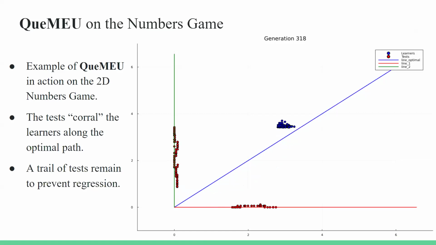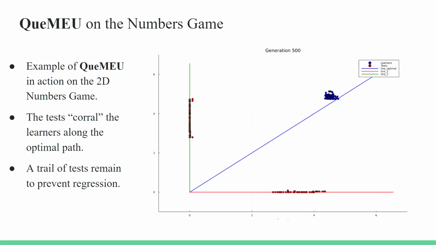And so at the end of this, we would want the learner population to be maximal in all dimensions. This serves a fault tolerance function by leaving that trail of tests behind in decreasing difficulty in order to prevent regression. So you see at the end, it's rather close to that optimal trajectory.